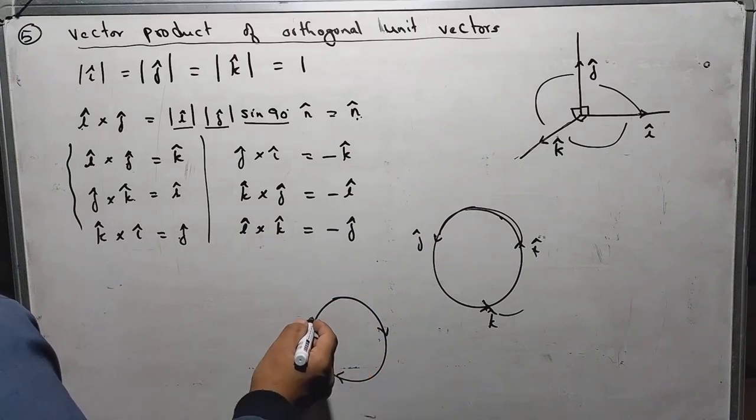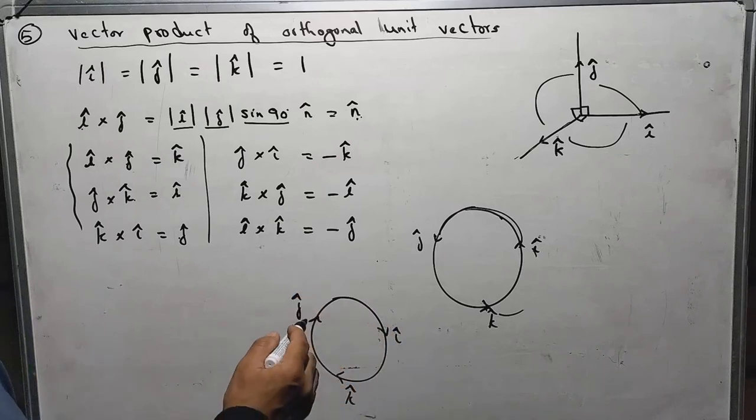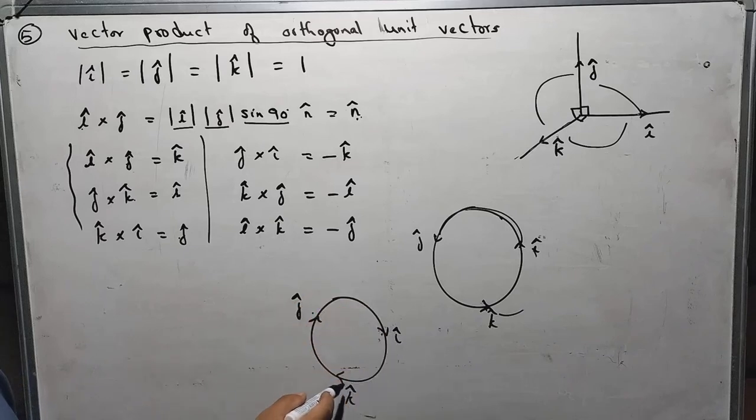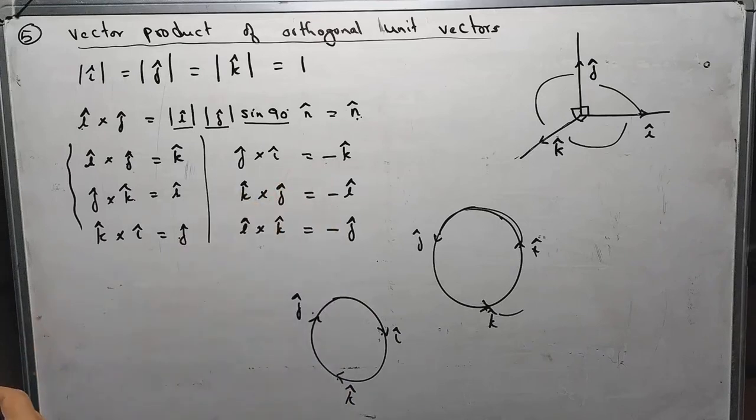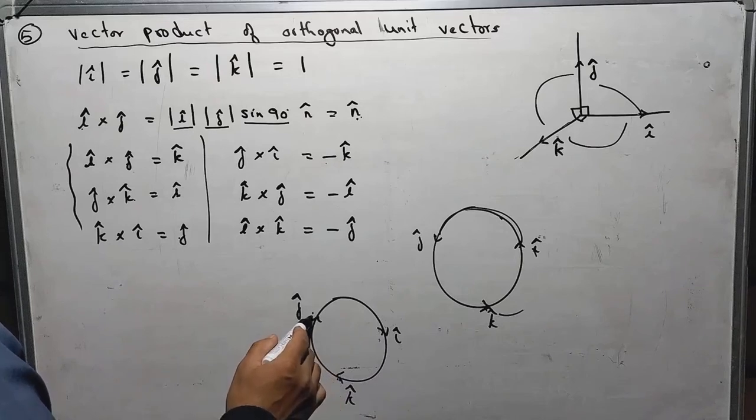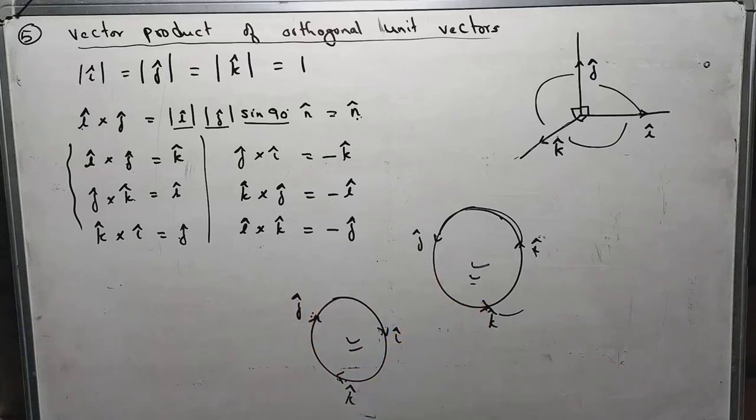Okay? But when you reverse the direction, instead of anti-clockwise, now we rotate in clockwise. This is i, this is j, this is k. Now when you take j cross i, you should get the third vector, but because you are going clockwise, it should be negative. Similarly, i cross k will be equal to minus j. K cross j will be equal to minus i. So these are the two figures which help you get the results of the vector product of the orthogonal vectors.